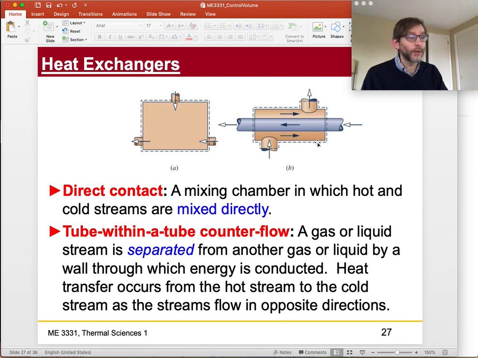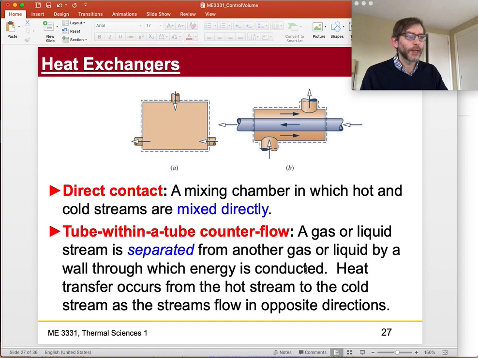We have an indirect heat exchanger. This one's called tube within tube. We call this indirect contact heat exchanger. Okay, so this means that essentially you have one fluid in a tube, for instance, in this case, and another in an annular tube wrapped around the outside of it, and then you have the exhaust. Okay, so the gas or liquid is separated from another gas or liquid by a wall through which energy is conducted.